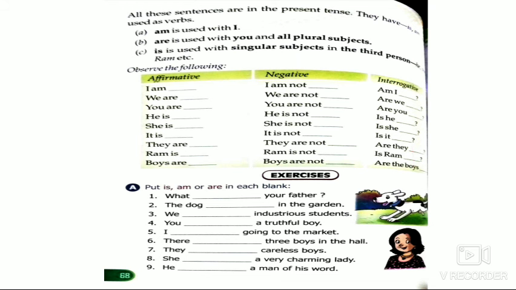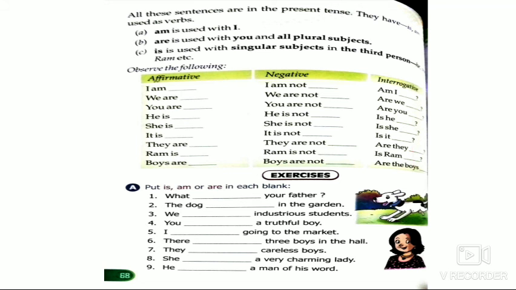Go to the next page, page 68. You will have the explanation, the sentences where you should use is, am, and are.